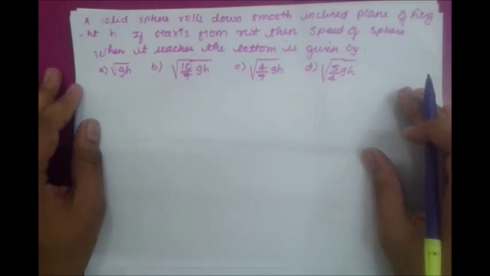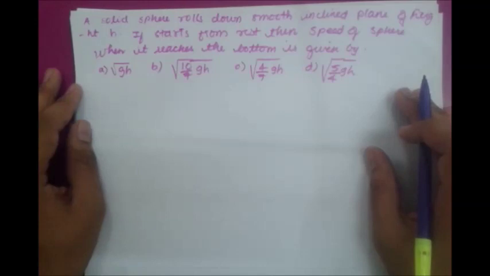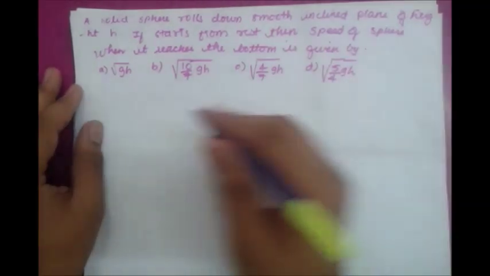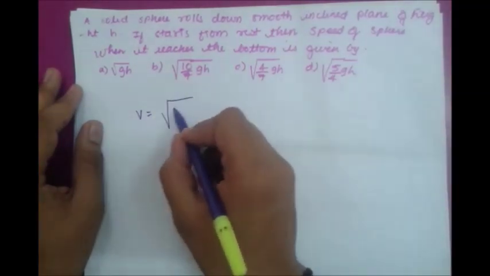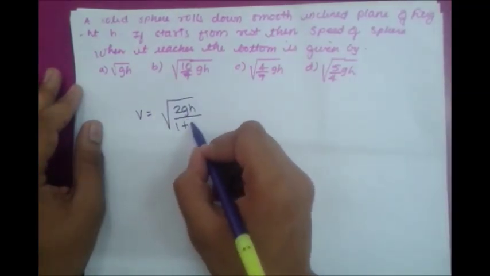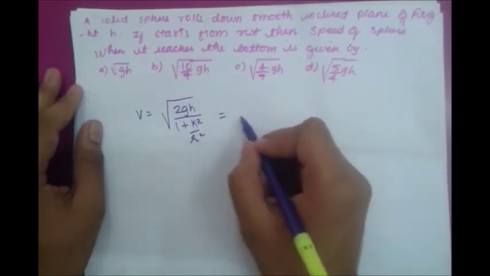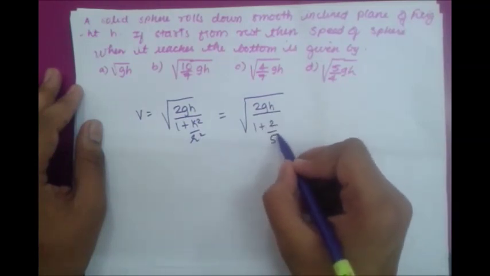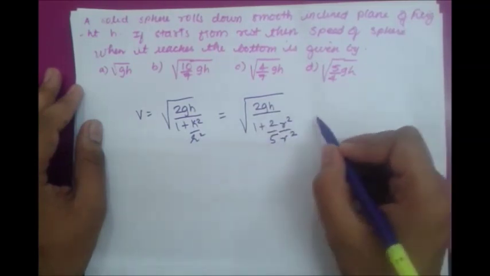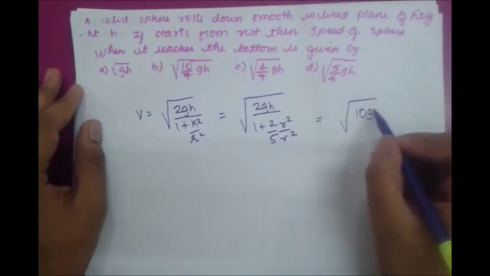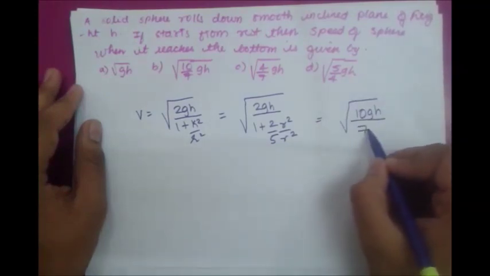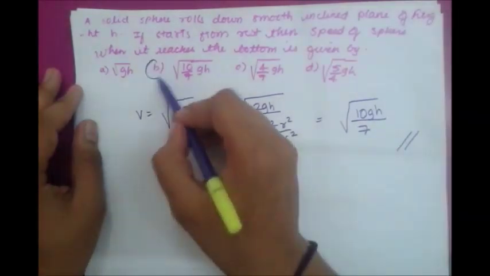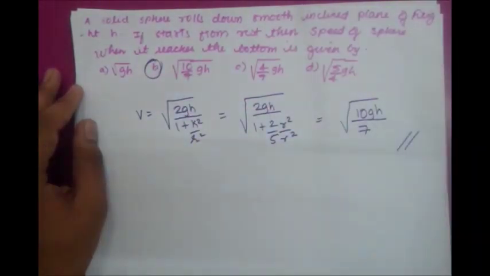A solid sphere rolls down smooth inclined plane of height h. If it starts from rest, then the speed of the sphere when it reaches the bottom is given by. Now we know v is equal to square root of 2gh upon 1 plus k square upon r square, which is equal to square root of 2gh upon 1 plus 2 by 5 r square upon r square, which is equal to square root of 10gh upon 7. So option B, root of 10 by 7 gh is the correct answer.